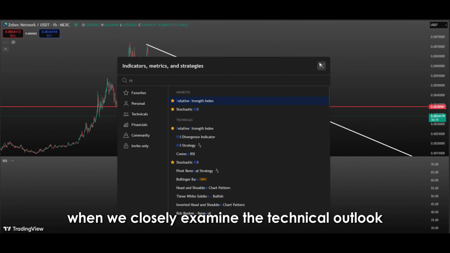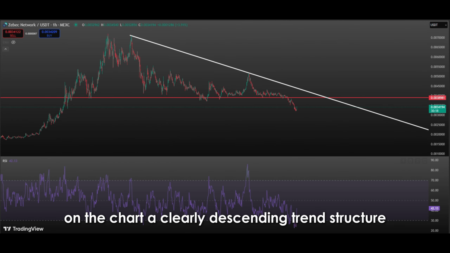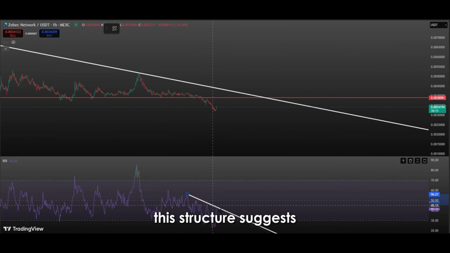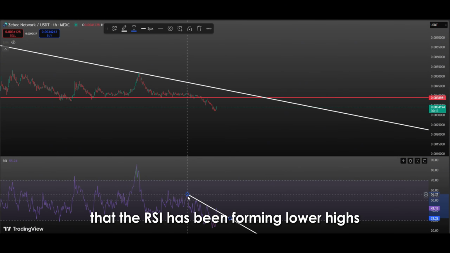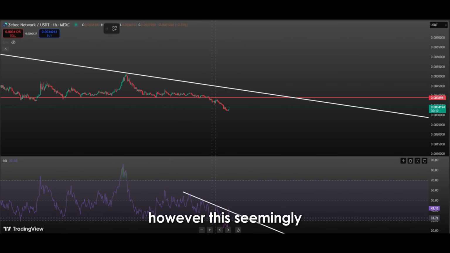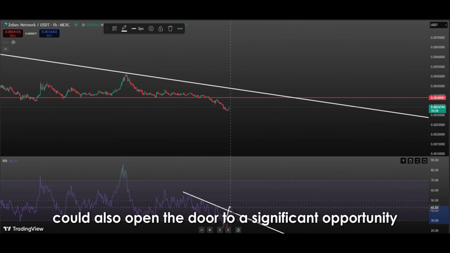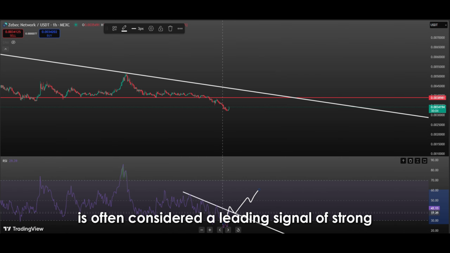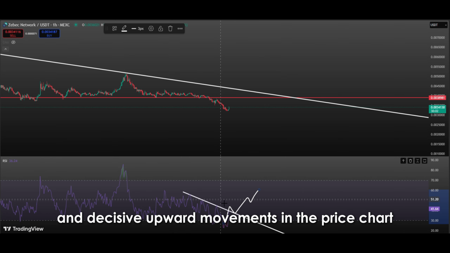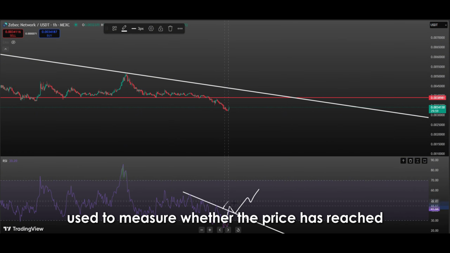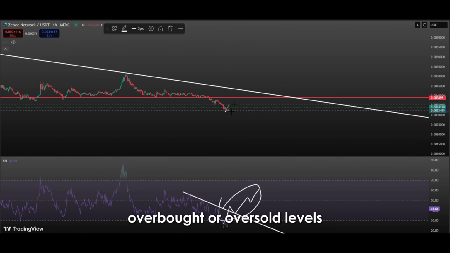When we closely examine the technical outlook on the chart, a clearly descending trend structure is observed in the RSI indicator. This structure suggests that the RSI has been forming lower highs over time, which could indicate a weakening in market momentum. However, this seemingly negative outlook could also open the door to a significant opportunity, because the break of descending trends in the RSI is often considered a leading signal of strong and decisive upward movements in the price chart.